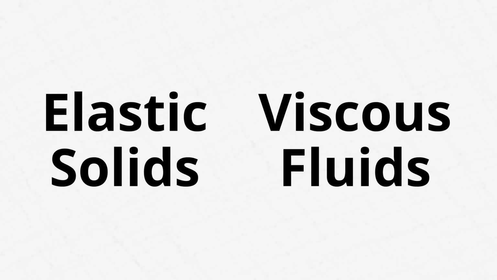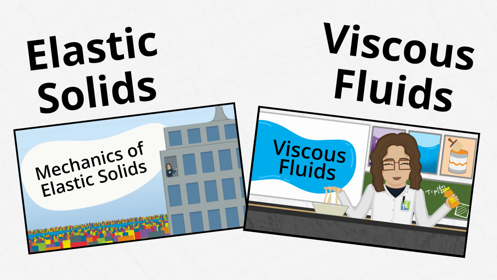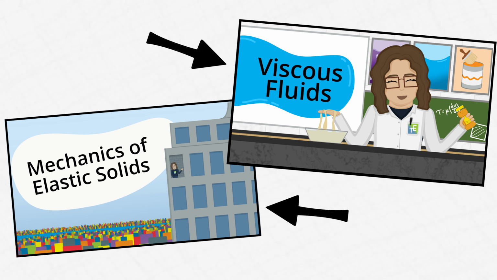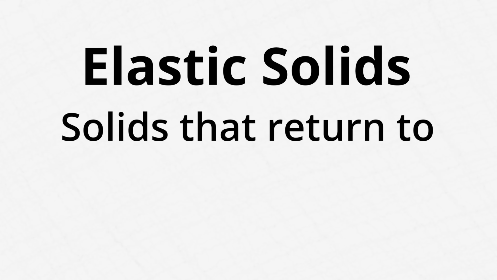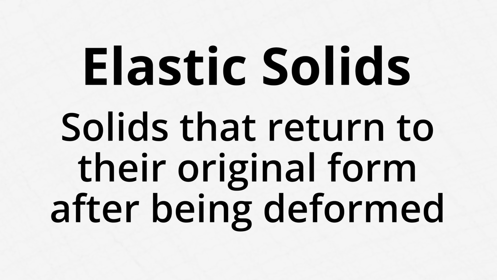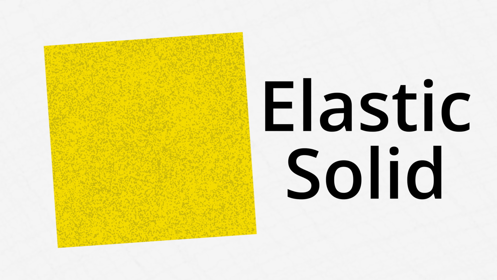Some of these materials include elastic solids and viscous fluids. We have entire videos about both of these concepts that include a lot of information we'll build on today, so go watch those if you haven't. To quickly explain, elastic solids are solids that return to their original forms after being deformed. If you push on a piece of foam, it'll deform, and there'll be an indent of where you pushed. But eventually, it'll go back to its original shape. This is an elastic solid.